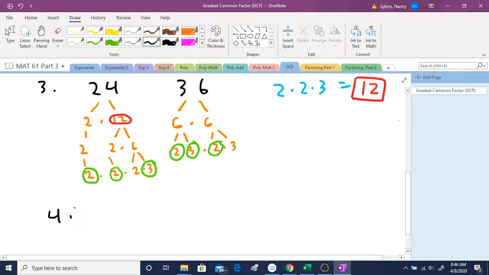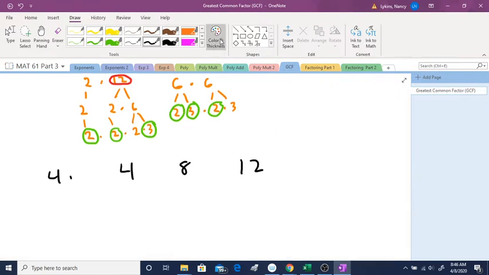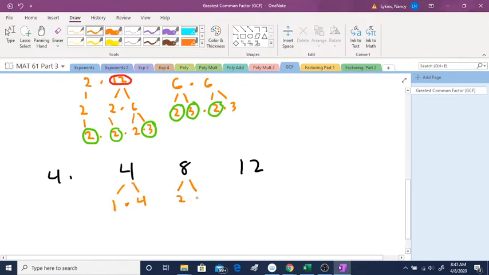Now, let's say I have 3 different numbers. Now, what numbers do they have in common? Well, I'm going to say 4 can go into 8, 4 can go into 12. So I may just break this down to 1 and 4. This would break down to 2 and 4. And this would break down to 3 and 4.